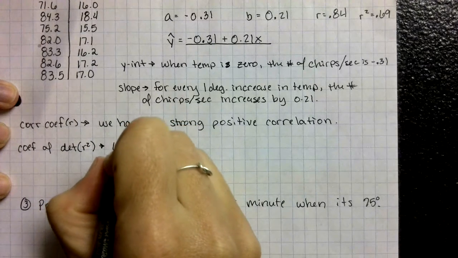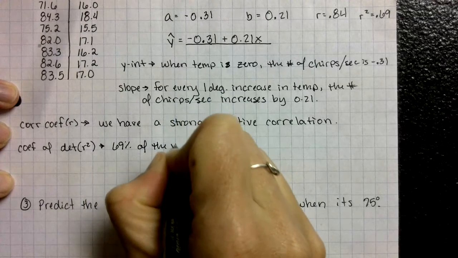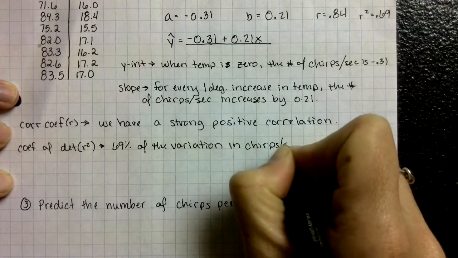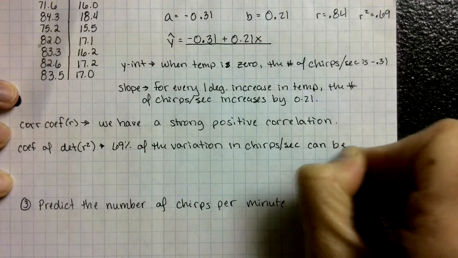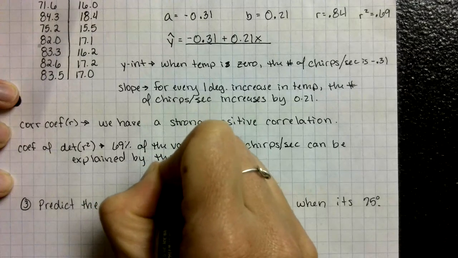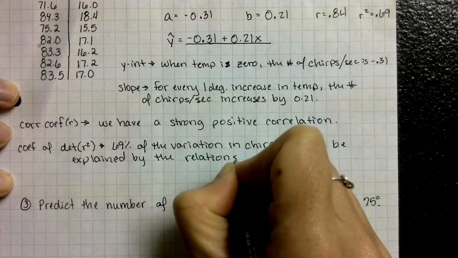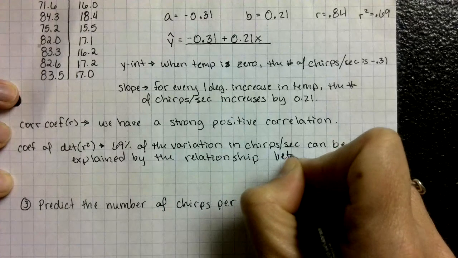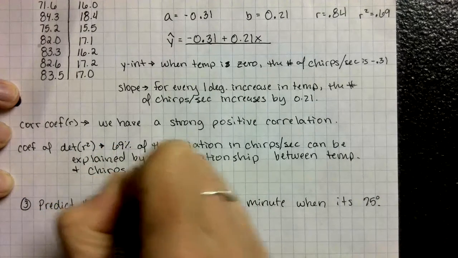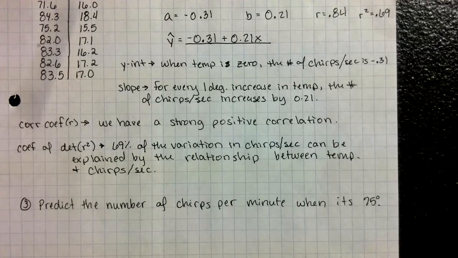So what we would say is 69% of the variation in chirps per second can be explained by the relationship between temperature and chirps per second. Okay, so we're saying that this relationship is strong enough that 69% of the variation that we see in chirps per second can be explained by this relationship.